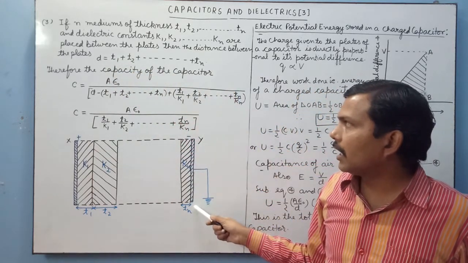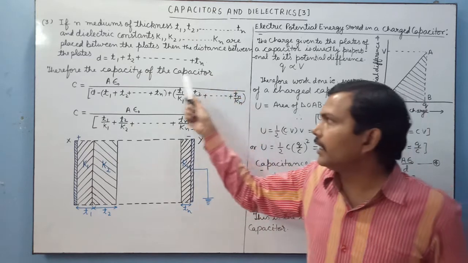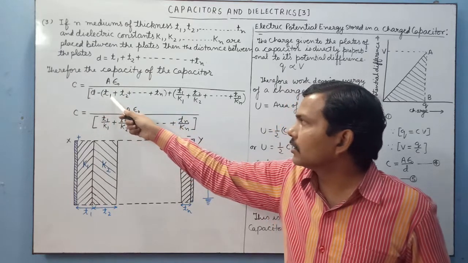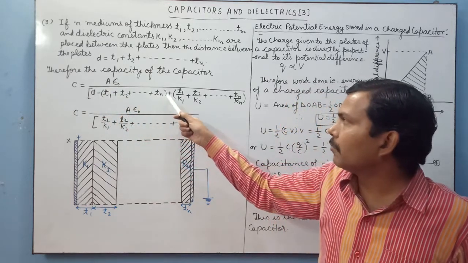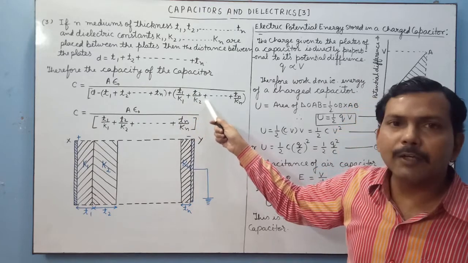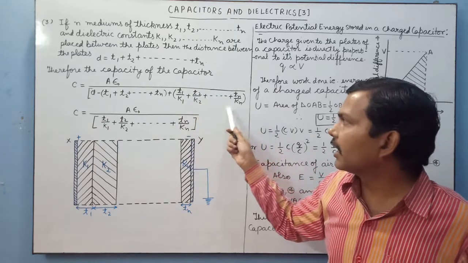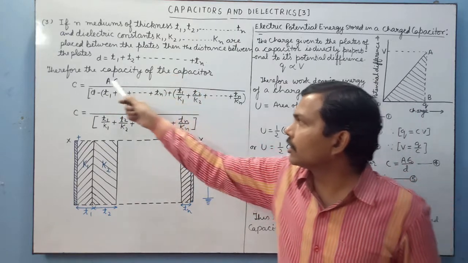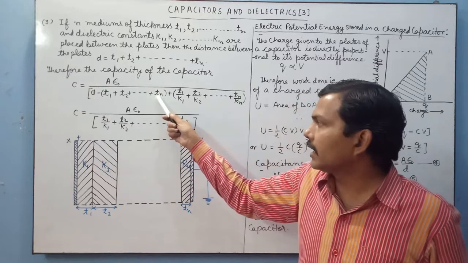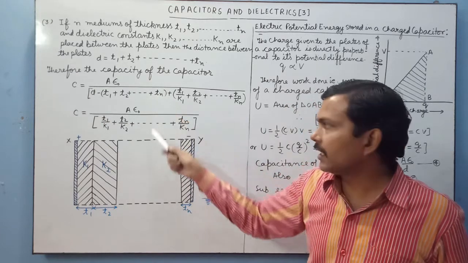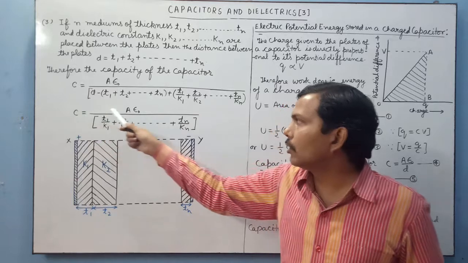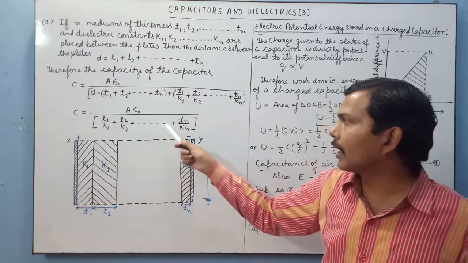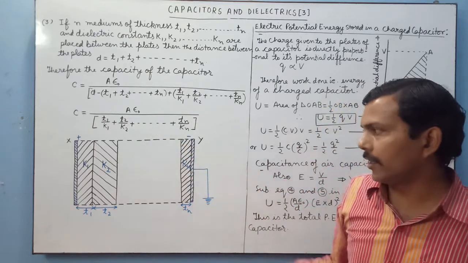In this case, the capacity of the capacitor will be C is equal to A epsilon 0 upon d minus (t1 plus t2 plus and so on up to tn) plus (t1 by k1 plus t2 by k2 and so on up to tn by kn). The first two terms together are equal to small d, so this term will become 0 and we get the capacity of the capacitor in this case as C is equal to A epsilon 0 upon t1 by k1 plus t2 by k2 plus and so on up to tn by kn.